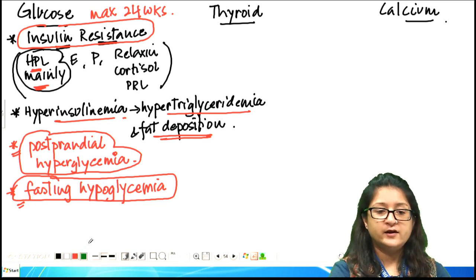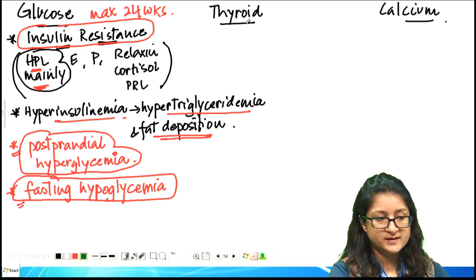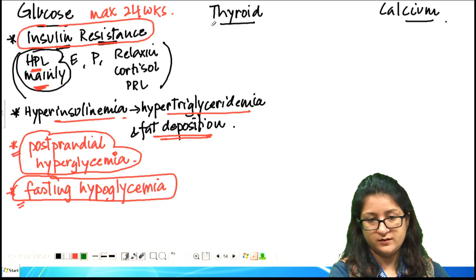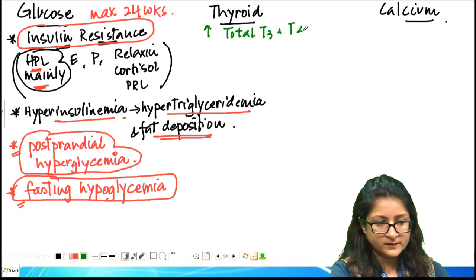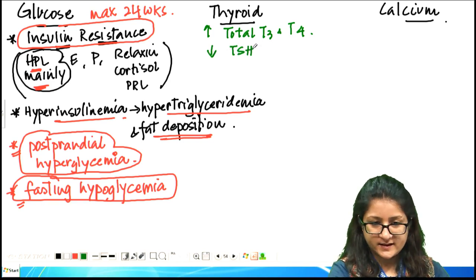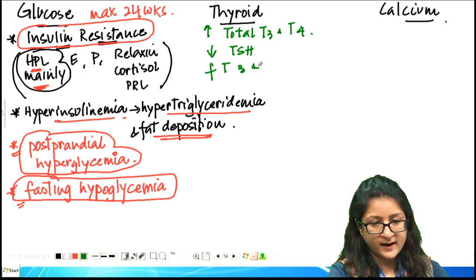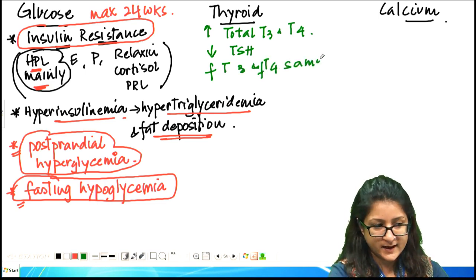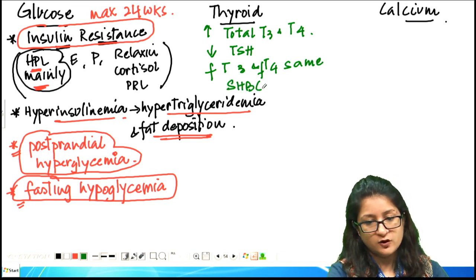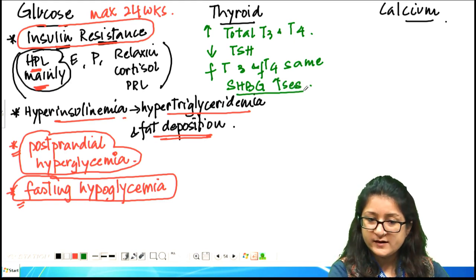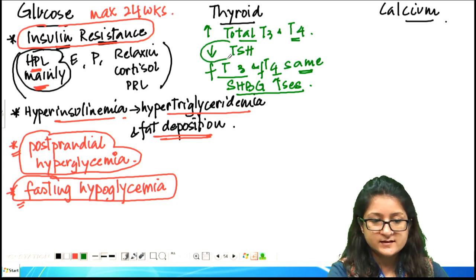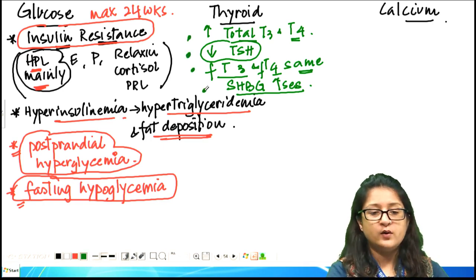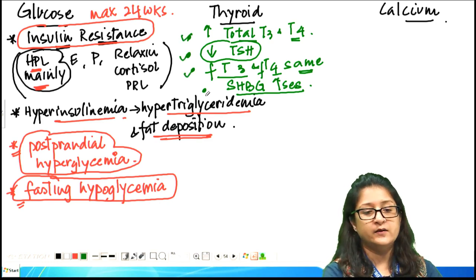As far as thyroid hormone metabolism is concerned, the important points that you should remember are that thyroid hormone production is increased. There is an increase in total T3 and T4, that leads to a decrease in TSH. But the free T3 and free T4 remain the same. Why? Because the sex hormone binding globulin levels increase, and this binds to the free form. So the free forms are maintained at the same level, but the total production is increased, and because the total production is increased, there is decreased TSH.